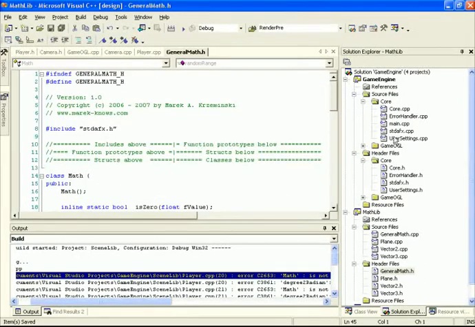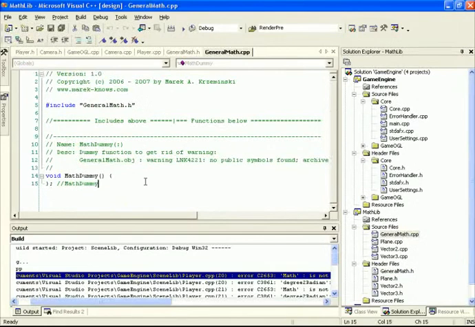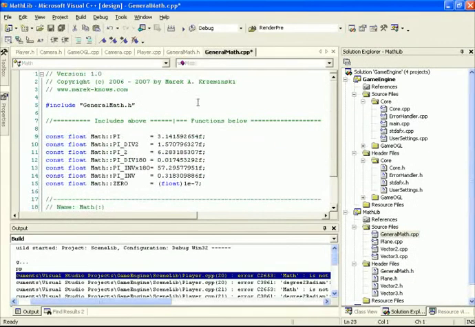Our general math.cpp needs to be rewritten. And here's what it looks like now. Our constant floating point numbers that are inside of the class need to be defined if they're static. So here we go. We have pi, 3.141592654, pi divided by 2. We have 2 times pi, and so on and so forth. Our 0 value I've set up to be 1e to the minus 7.